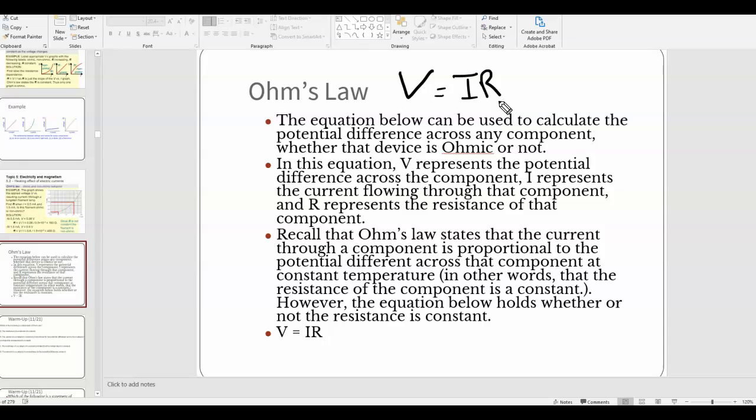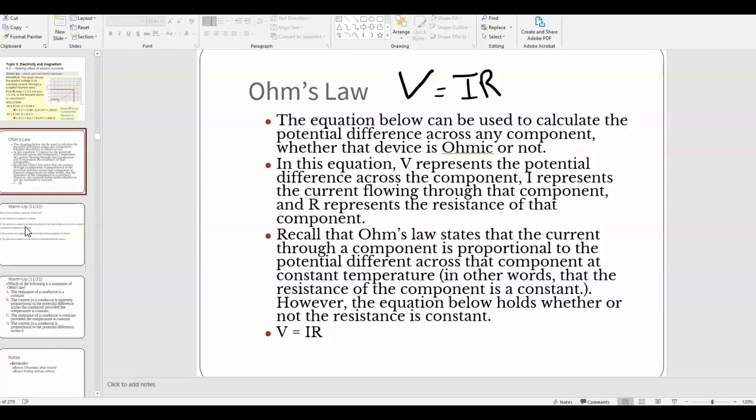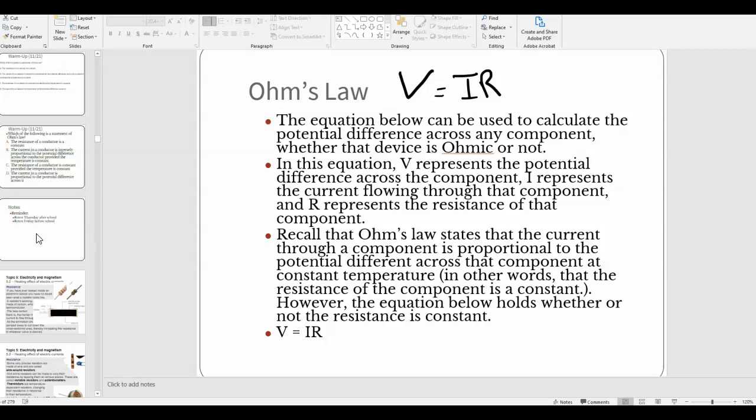Okay, and so that equation gives you a really easy way to calculate voltage drop. All you have to know is the current and the resistance. And if the component is ohmic, then of course R is constant, but whether or not it's ohmic, the equation still works. I times R still gives you voltage. So keeping that in mind, we're going to take a brief detour and talk about power dissipation.